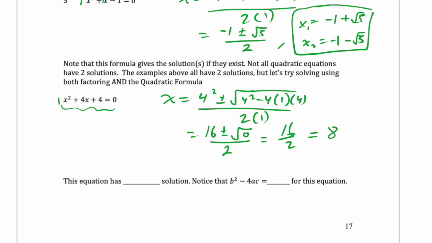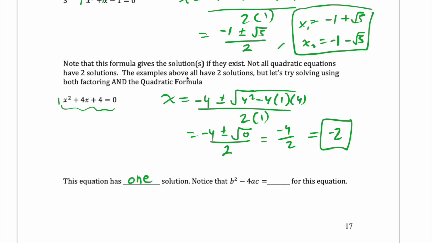Actually, oops, sorry, I made a mistake at the beginning. That's negative b plus or minus. So actually you get negative 4 over 2, which is negative 2. So it's one solution. Okay, the equation has one solution.